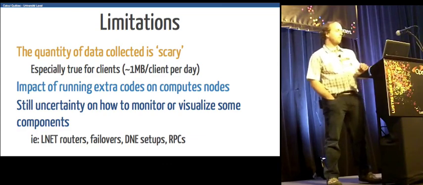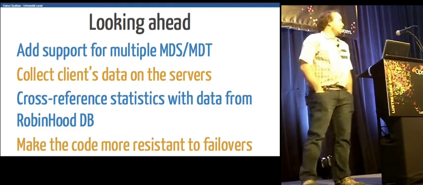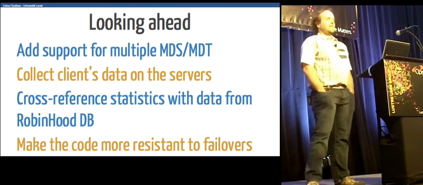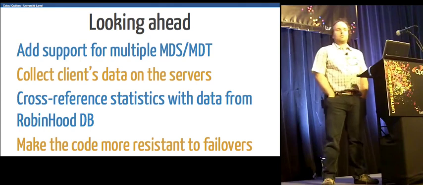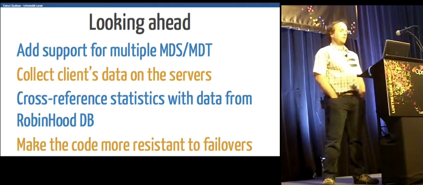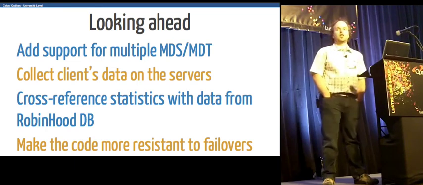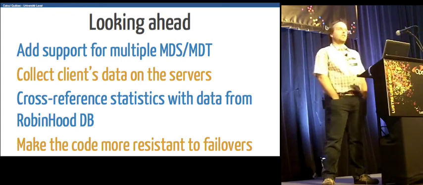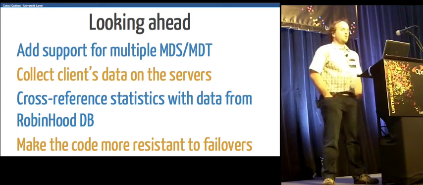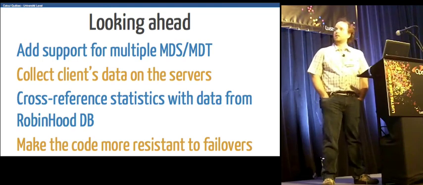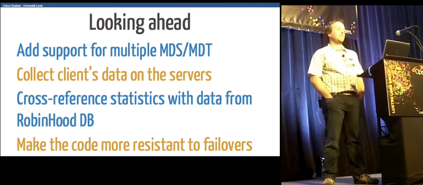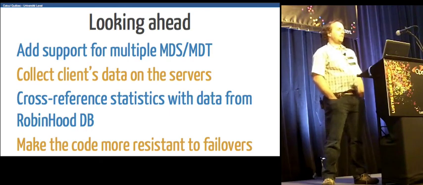So the shortcomings of our system that we're currently using, from our point of view, is the data. Today we are taking samples every 90 seconds on all the Lustre clients and every 30 seconds on all the servers. Obviously the main issue here is the client. We generate 1 megabyte of data per client per day, and that's at 90 seconds.